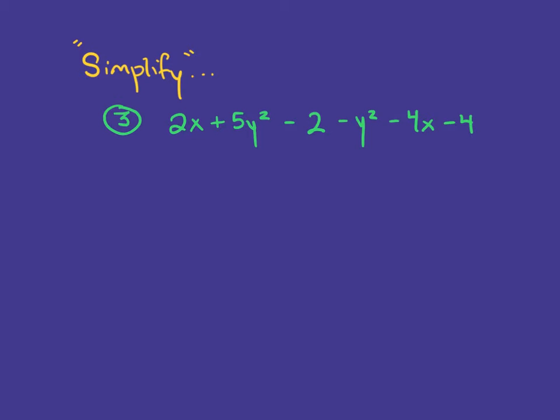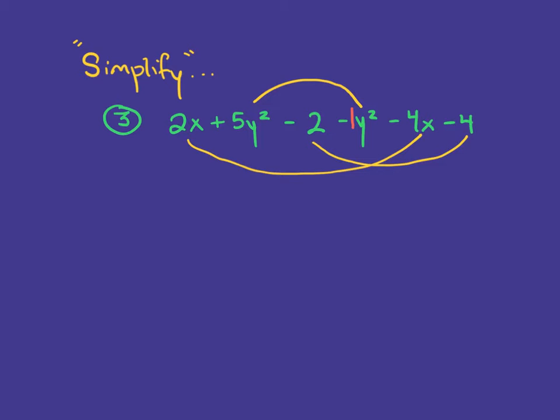Number 3, simplify 2x plus 5y squared minus 2 minus y squared minus 4x minus 4. Since we're adding and subtracting with the terms here, you want to figure out which ones are the like terms. We've got 2x. You can put that with the negative 4x. 5y squared and negative y squared. And then also the constants, which are negative 2 and negative 4. Again, make sure you do consider that this is negative 2. That's negative 4. It's a negative 4 with the x. If you don't have a number written explicitly in front of the variable, you've got a 1 there. So that's negative 1y squared.